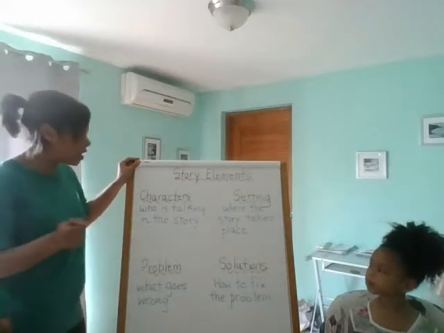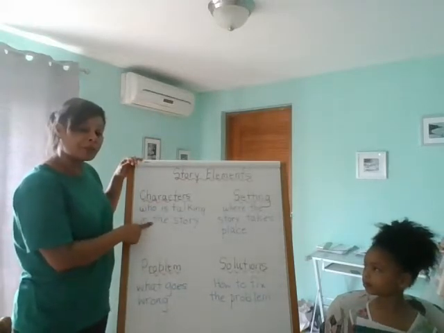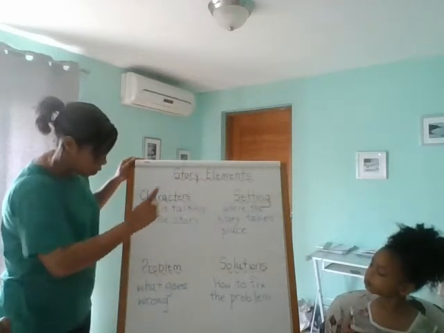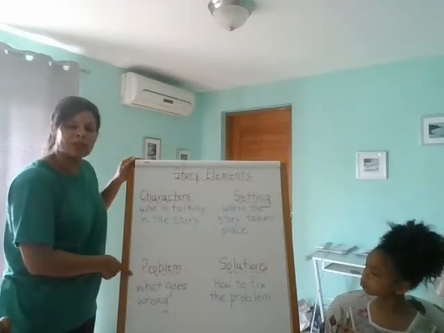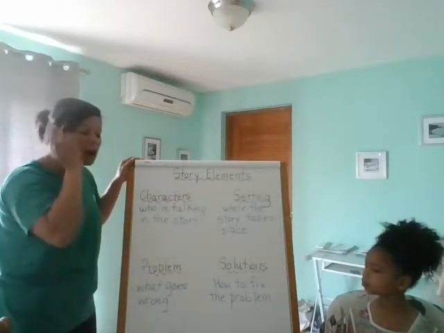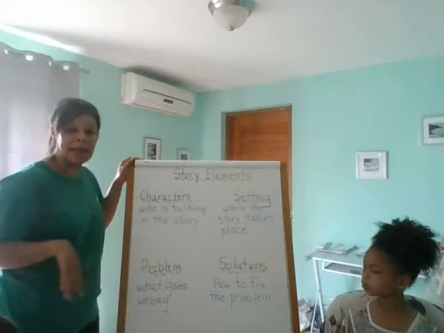As you're reading, I want you to think about who the characters are. I want you to think about where the story takes place. I want you to think about what goes wrong, what's the problem in the story. And then I want you to think about how it is solved, how the problem is fixed, and then we're going to work through that together. Okay?